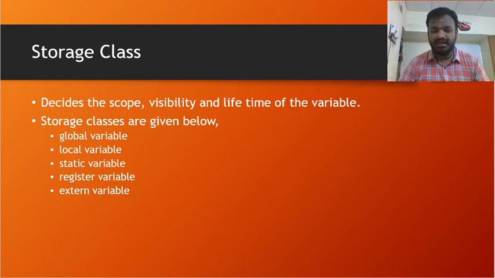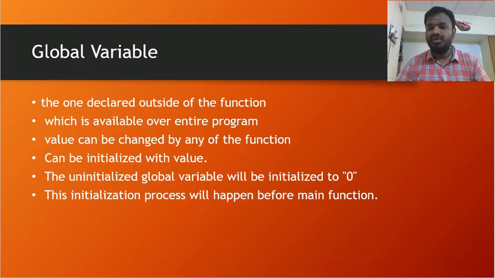Now we can see about the global variable. A global variable is one declared outside the function, which is available over the entire program. Its value can be changed by any function and it can be initialized with a value. An uninitialized global variable will be initialized with 0, and the initialization happens before the main function, so that when we print the global variable it will be 0.